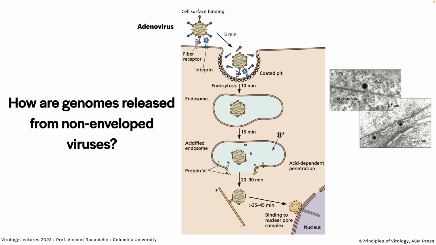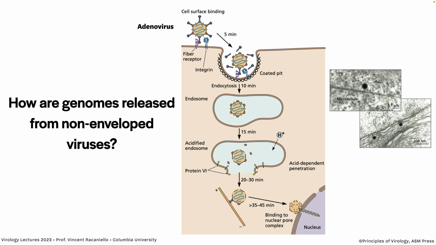Envelopes are easy because they just have to fuse with some membrane. What about like adenovirus or poliovirus? So here's adenovirus binding to its fiber receptor initially. Then it needs to bind with an integrin in order to be taken up by endocytosis. And then as the virus moves into the endocytic pathway, the fibers are released. Those come off very early on. And then as acidification occurs, the virus particle begins to be disassembled by the low pH.